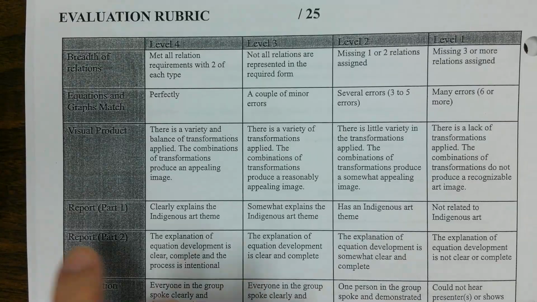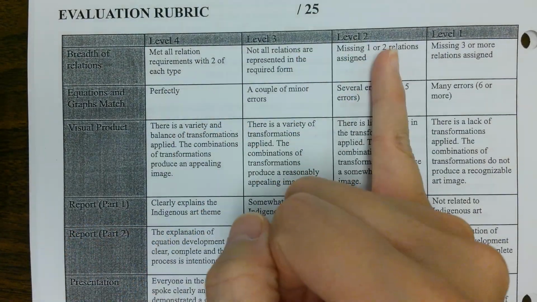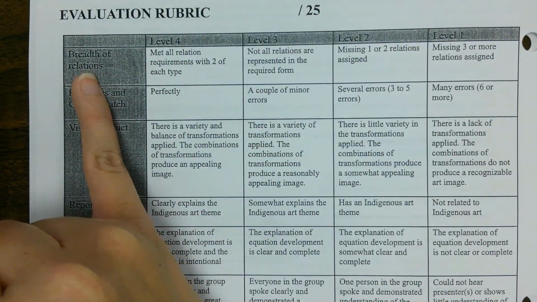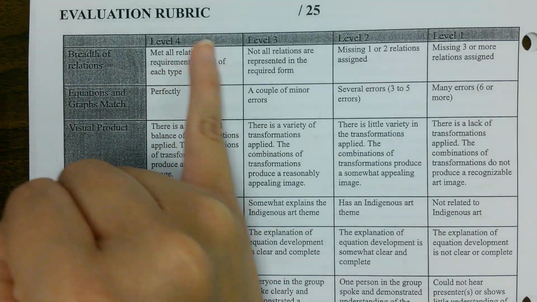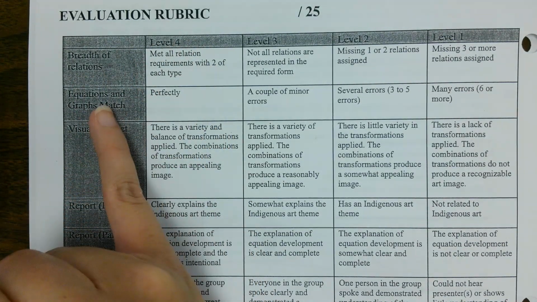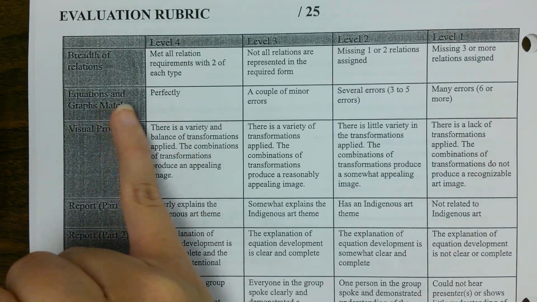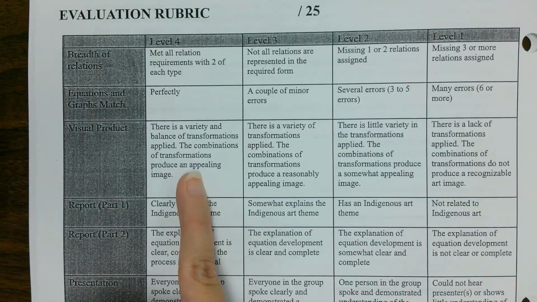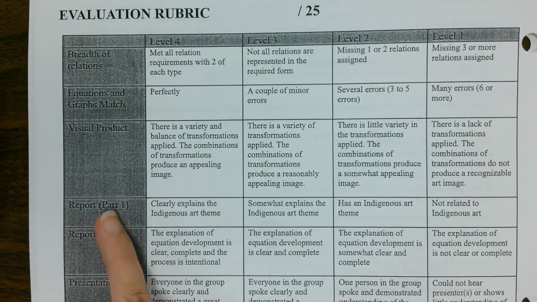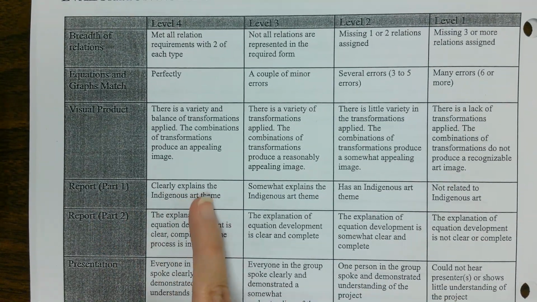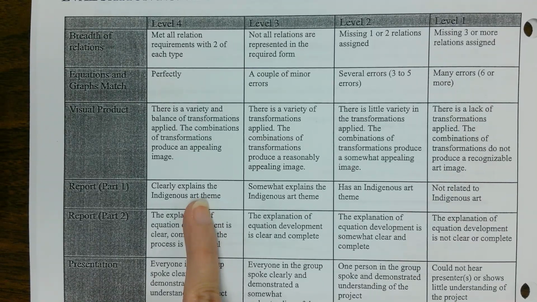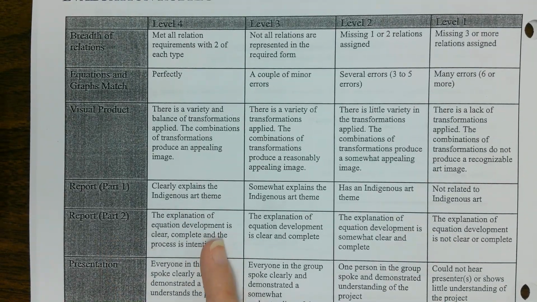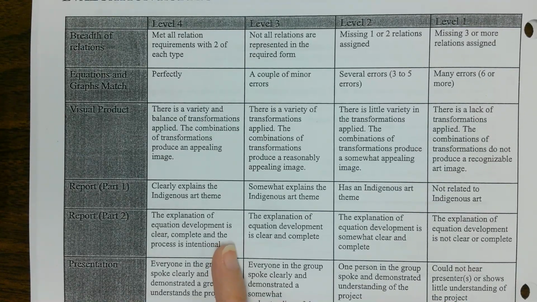And then the rubric is right here, level 4, level 3, level 2, level 1. So breadth of the relation, if you met all the requirements. Equations, do they match your graph? Visually, does it look nice or just a bunch of random lines? Report, part 1, how did you explain the indigenous art theme? Part 2 of it, does the explanation with the domain, range, and written transformation make sense?